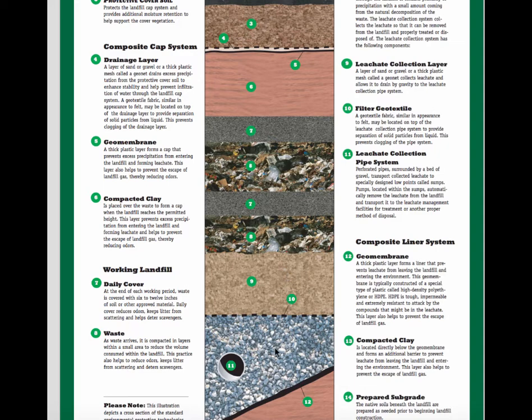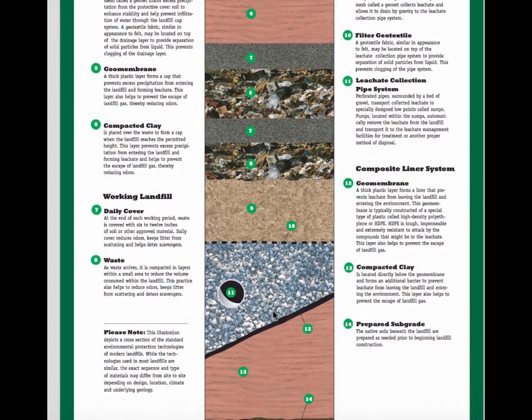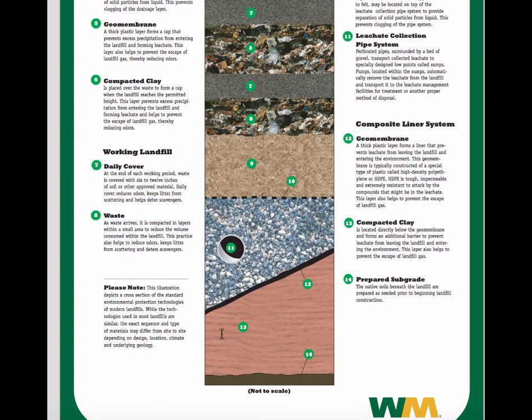Number 11 is going to be your leachate collection pipe system. So again, this is the pipe system. And then number 12 is your geomembrane. This is a thick layer, a liner that prevents the leachate from leaving that landfill and entering the environment, because they're trying to trap it into the pipe system. Then you have your number 13, which is going to be your compacted clay, and that's located directly below the geomembrane in order to, again, prevent it from going into the environment.